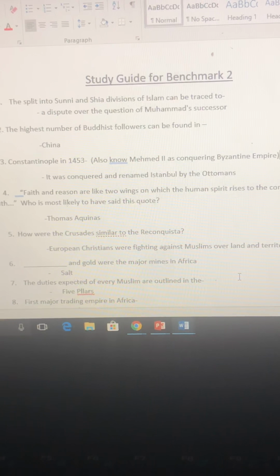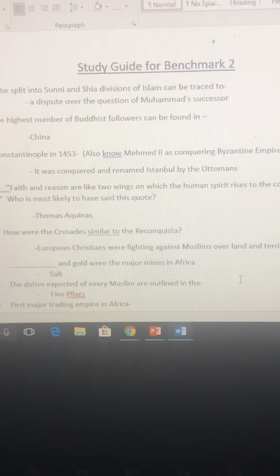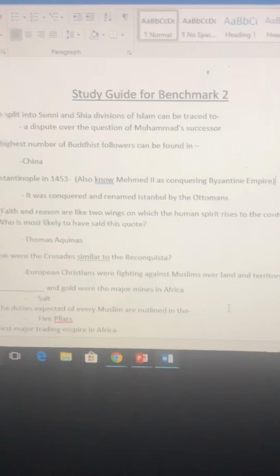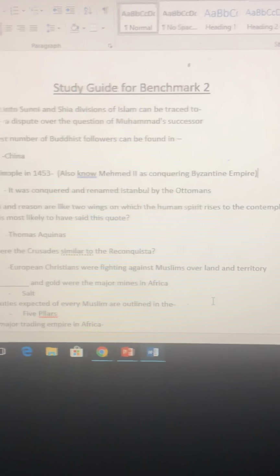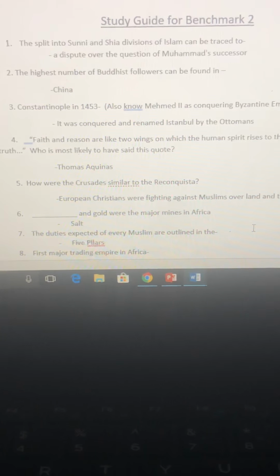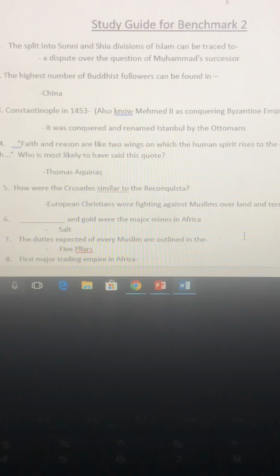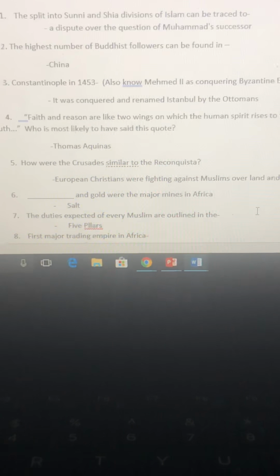Constantinople in 1453 was conquered and renamed Istanbul by the Ottomans. Also know Mehmed II as conquering the Byzantine Empire. There'll be a question on him about that as well. Faith and reason are like two wings on which the human spirit rises to the contemplation of truth. Who said it? That is Thomas Aquinas.